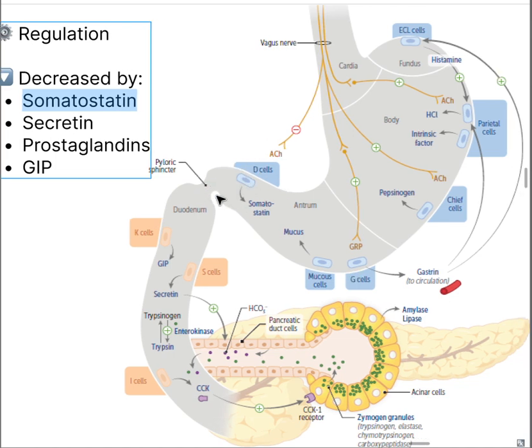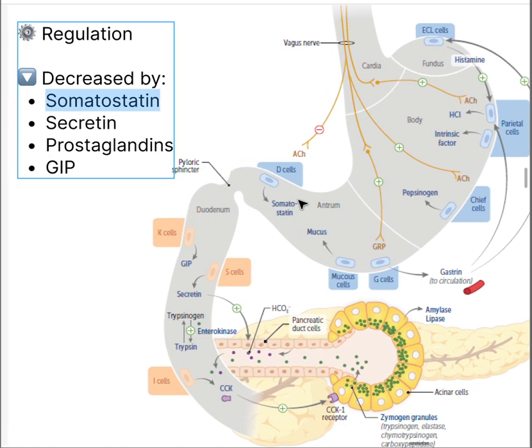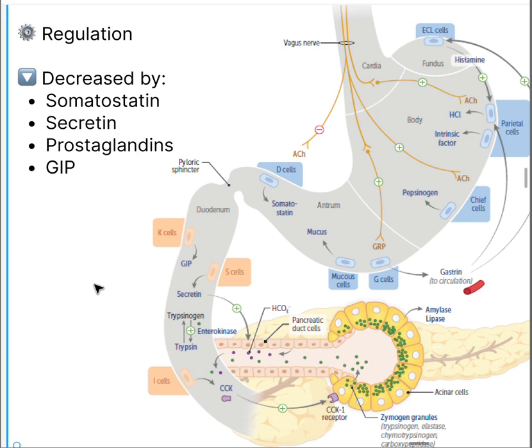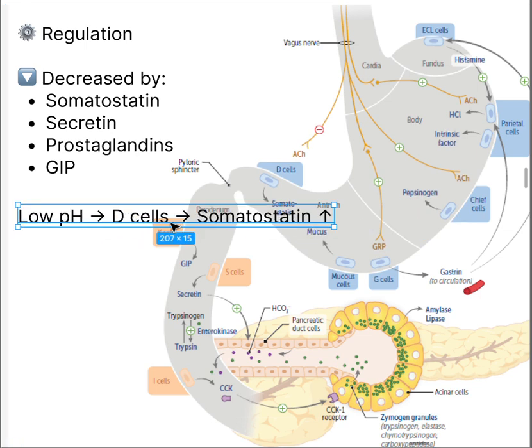These D cells in the stomach produce somatostatin, and the somatostatin works as a brake, right? So whenever you have low pH, which means an acidic environment, the D cells secrete somatostatin. And what that somatostatin basically does is it does three things.